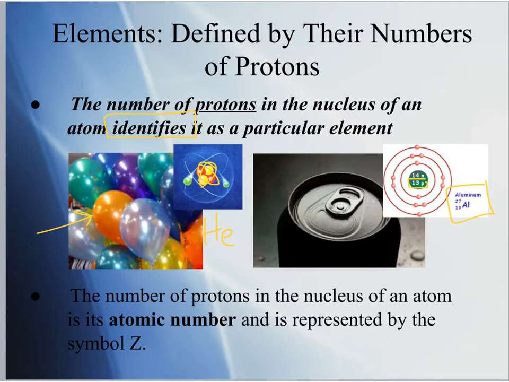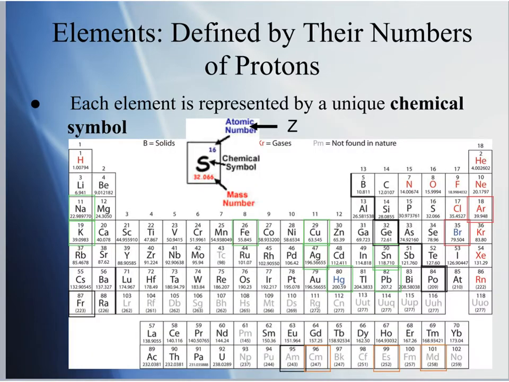This number of protons is what we call the atomic number, symbolized by the letter Z. Not sure why, but we call that the atomic number. So if a question asks, "Hey, what is the atomic number of carbon?" you're just going to tell me how many protons carbon has. All right, so how do you figure out what the atomic number of an element is?